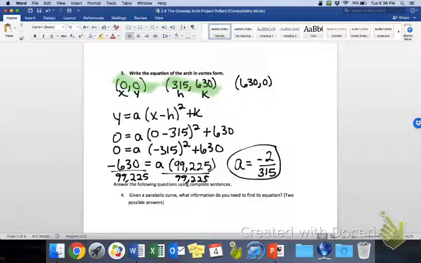If you have a question about that on your project, make sure you ask me, because sometimes it won't quite let you leave it as a fraction. So make sure you ask me about that if you need to. Okay, our final equation for the arch is y equals negative 2 over 315 times x minus 315 squared plus 630. Sorry, I kind of ran off the page there.